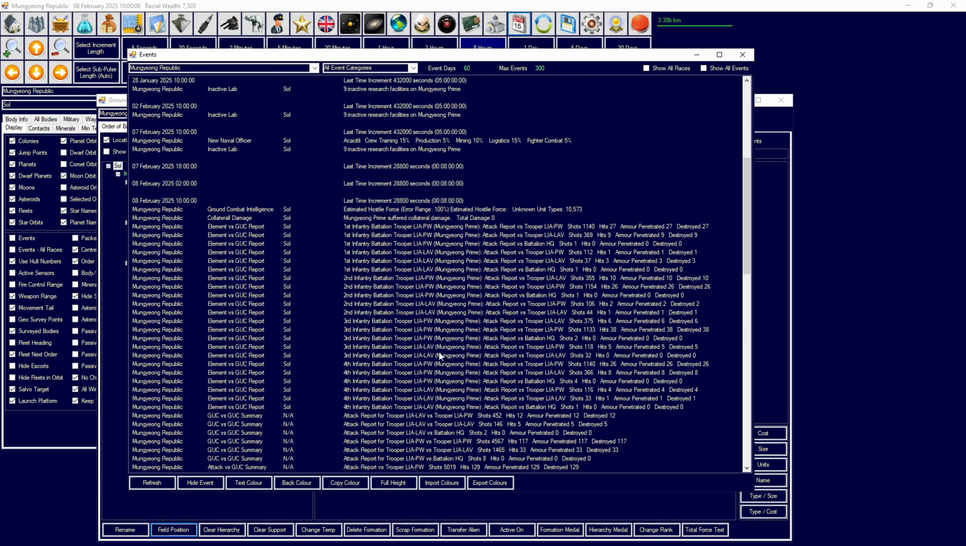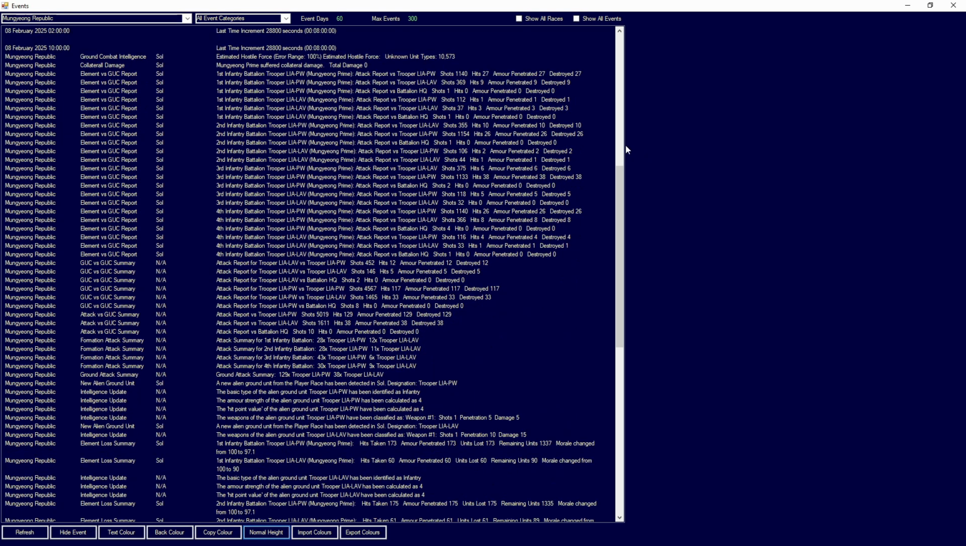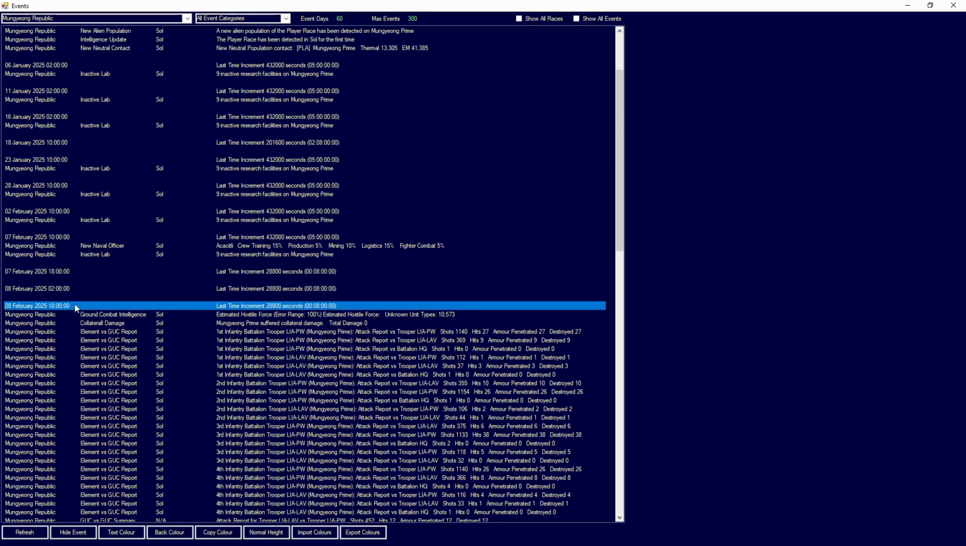Okay, so let's have a look. What are we seeing here? There's a lot to look at. There definitely is. So, on our first ground combat turn, the first thing that you're going to see is ground combat intelligence. This is at the top here.